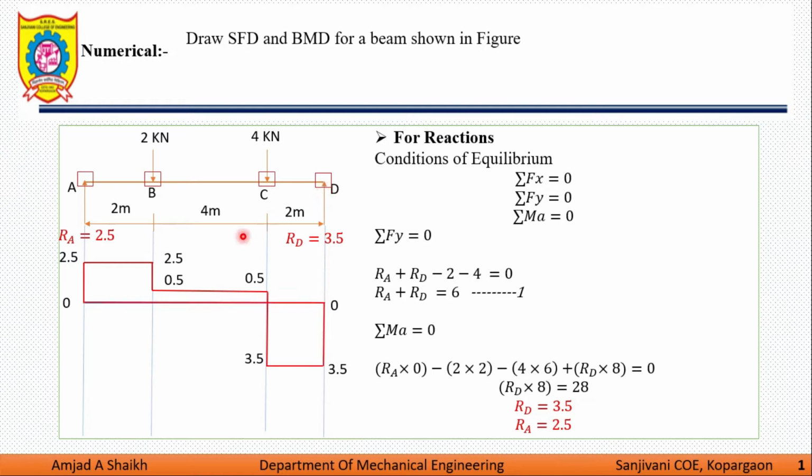So we can see we have drawn a shear force diagram which represents the value of force at individual points. SFD, which is in kilonewton. So the part above this line represents positive shear force. The part below this line represents negative shear force. Shear force is in kilonewton.